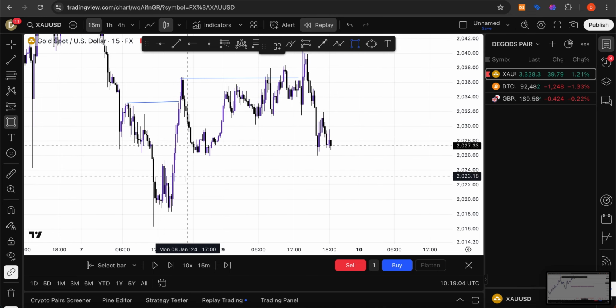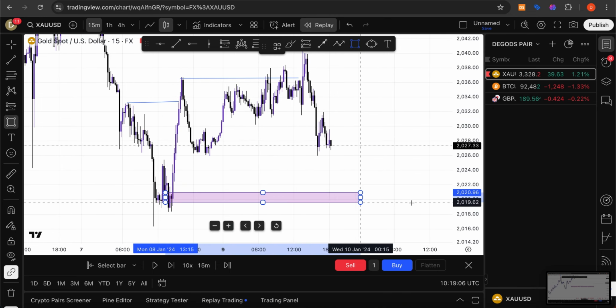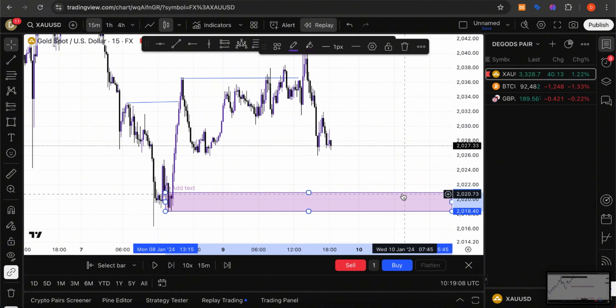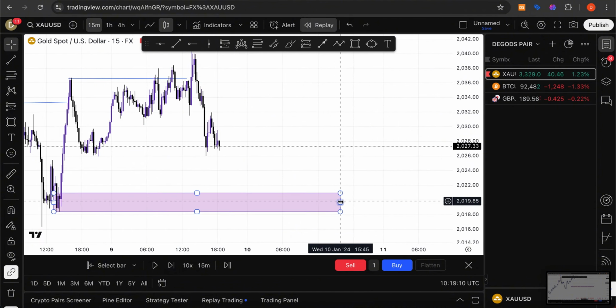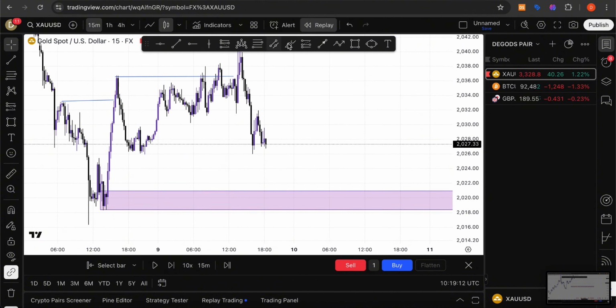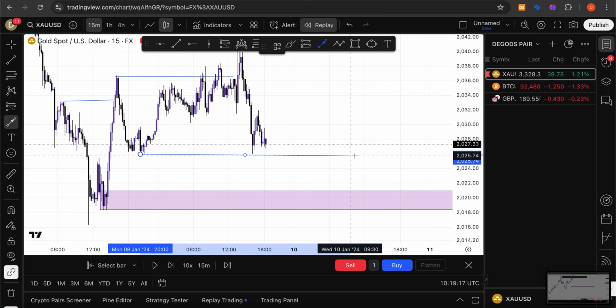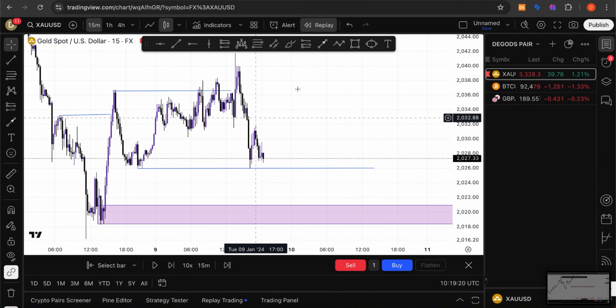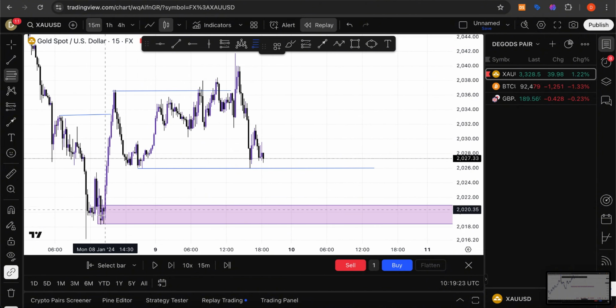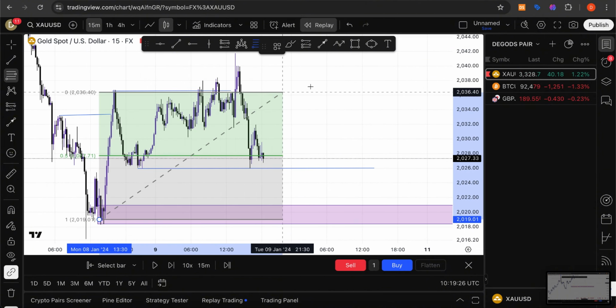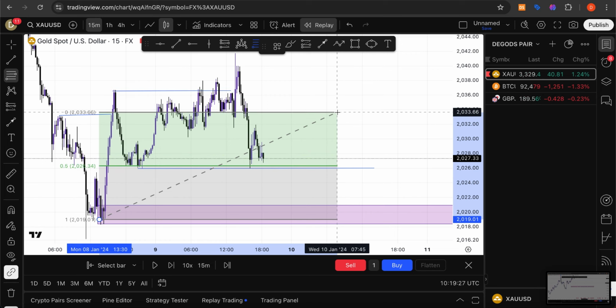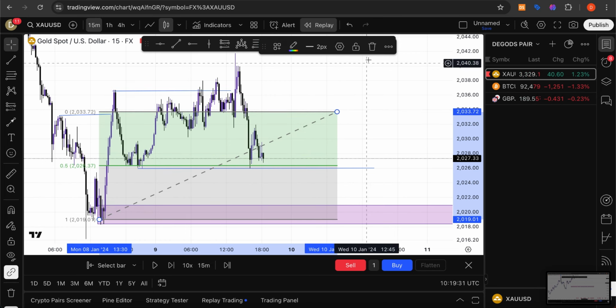Then this is another block. Then structure, liquidity. But before we do that, let's use our Fibonacci. We use our Fibonacci to check if it's below 50%. Okay, it's on top of 50%. That makes it a value. This is the 50% value.